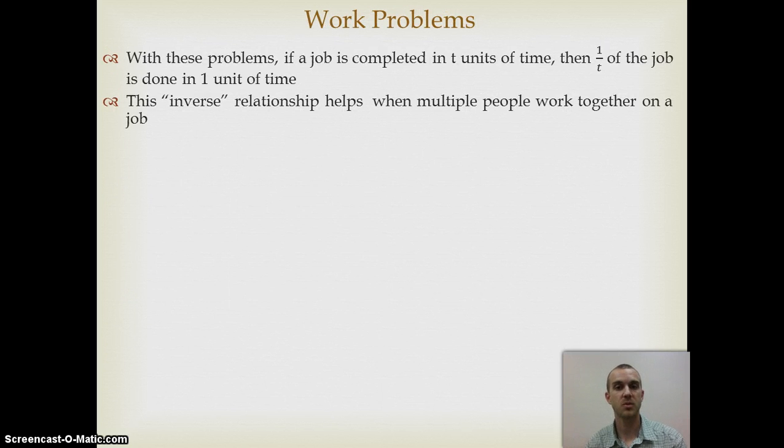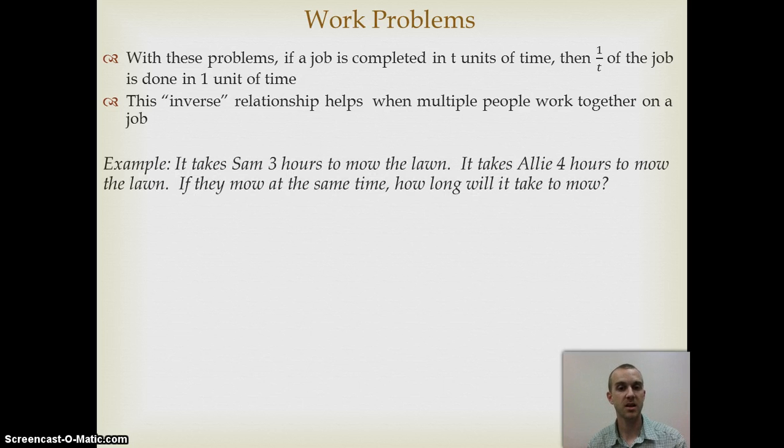Now, last type of problems we may see are these work problems. And these problems where we're told about how long it takes an entire unit of time, we actually need to look at the inverse, the 1/t, for how much is done in 1 unit of time. And this inverse relationship is going to be helpful when we're looking at putting multiple people together to do a single job. So say it takes Sam 3 hours to mow a lawn, and it takes Allie 4 hours to mow the lawn. If they work together, how long would it take?